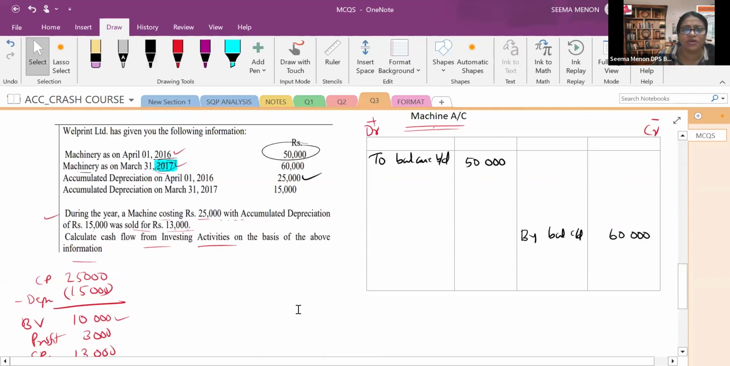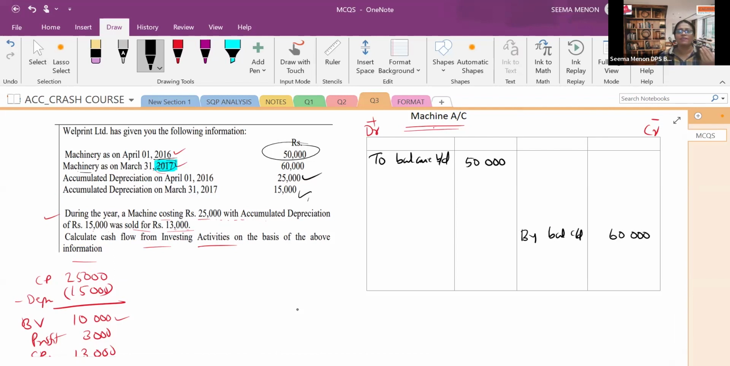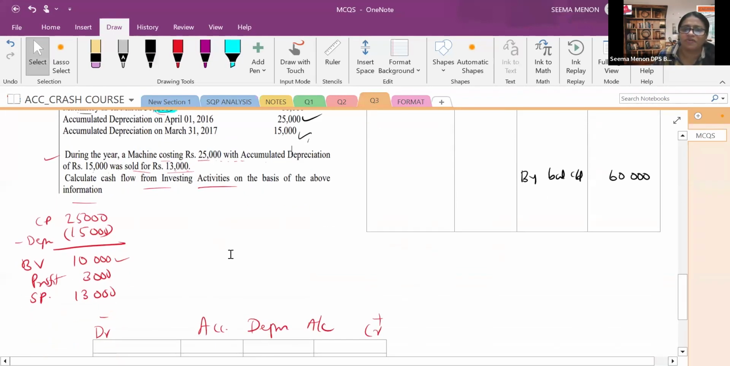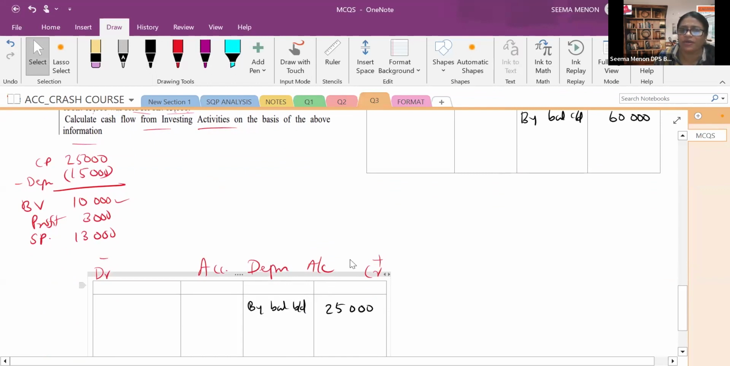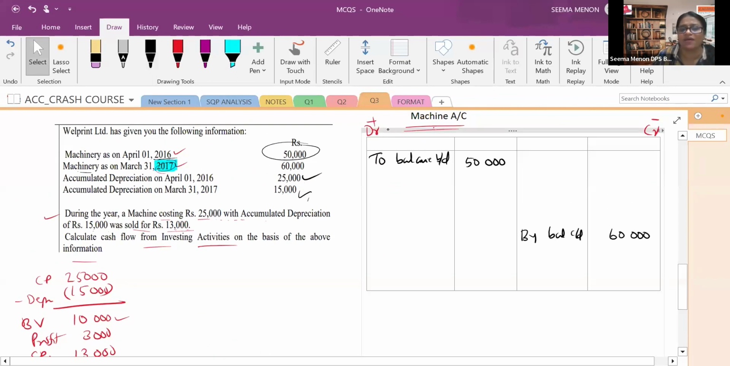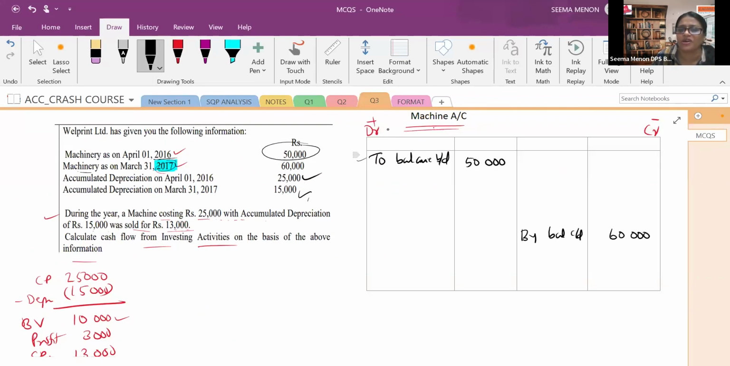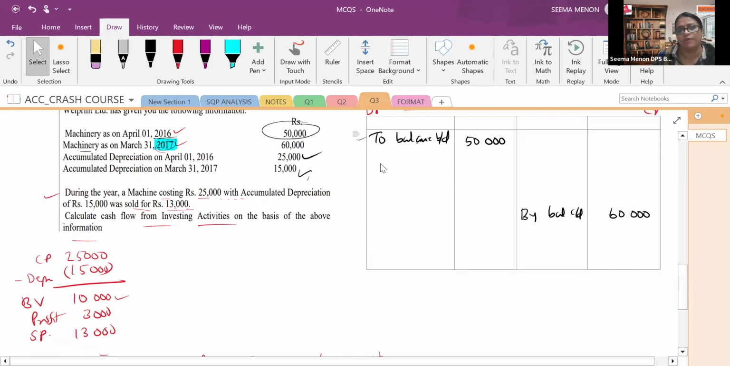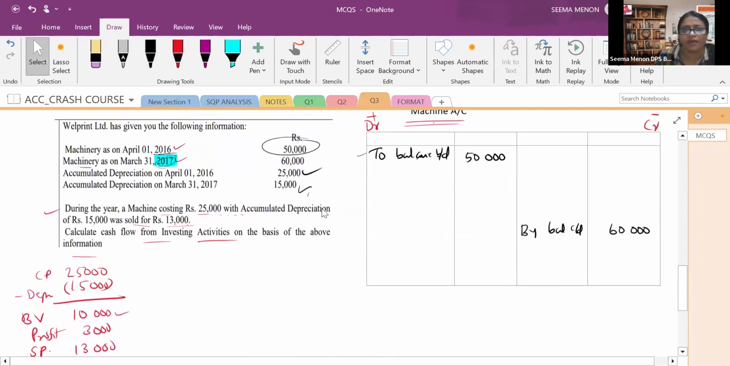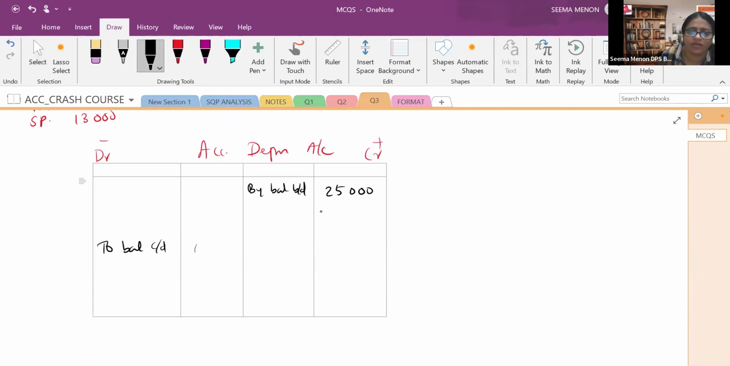That the amount is 15,000, you can see in the question. Accumulated depreciation is a provision for depreciation. All the provisions are liability. Liabilities always have a credit balance. That is why we started with the credit balance side. But assets always have a debit balance. So we started the machinery account with a debit side. The balance brought down, and here the closing balance is 15,000.